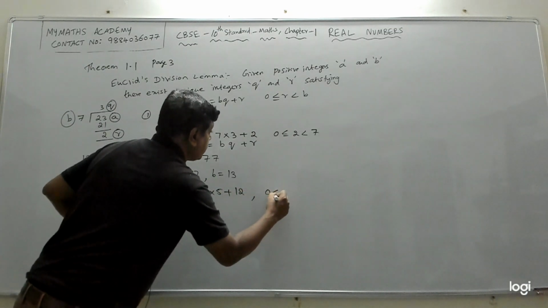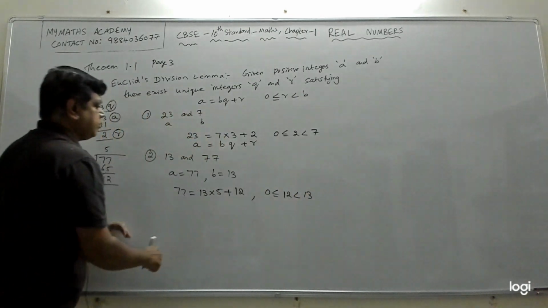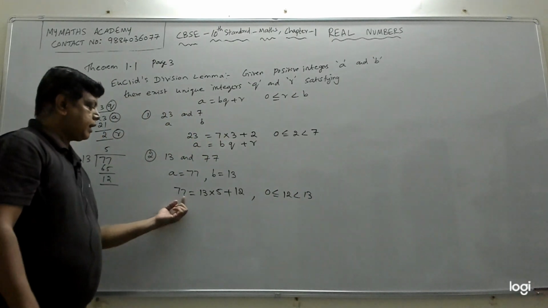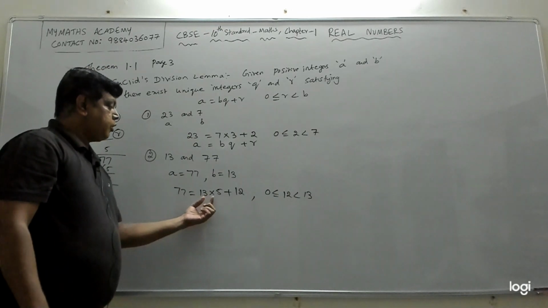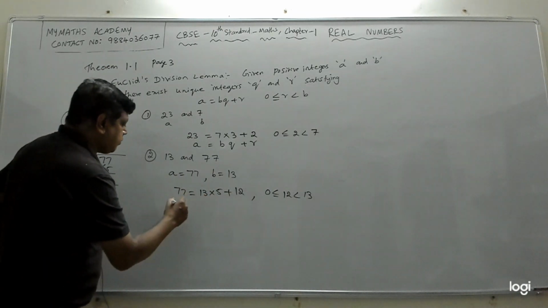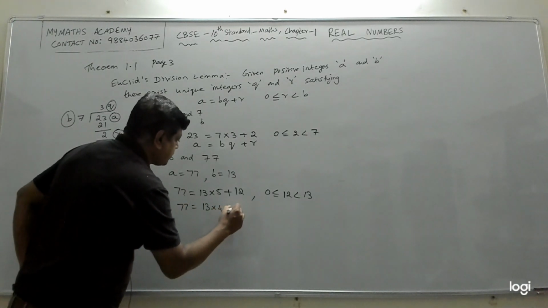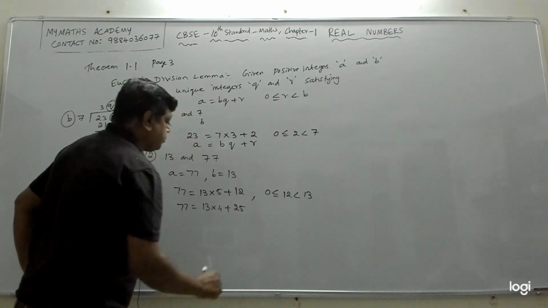And 0 is less than or equal to R, and R is 12, which is less than 13. B is 13. So which means I can write my 77 as 13 into 5 plus 12. I can also write it in some other form. I can also write 77 as 13 into 4 plus 25.